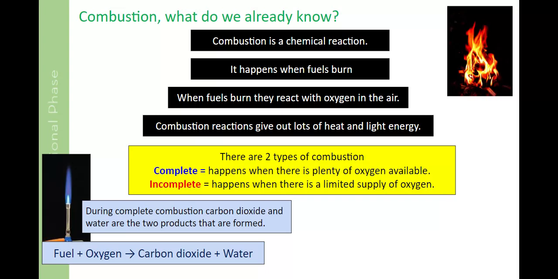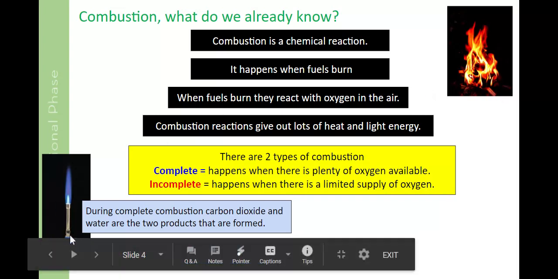Now, if you think about the Bunsen burners in school, we get a nice blue heating flame by opening the collar at the bottom. So remember, at the bottom of the chimney on the Bunsen burner, you've got this collar that can slide open and close. Now, if we open it, we're allowing lots of oxygen in to react. So this is a Bunsen burner going through complete combustion.